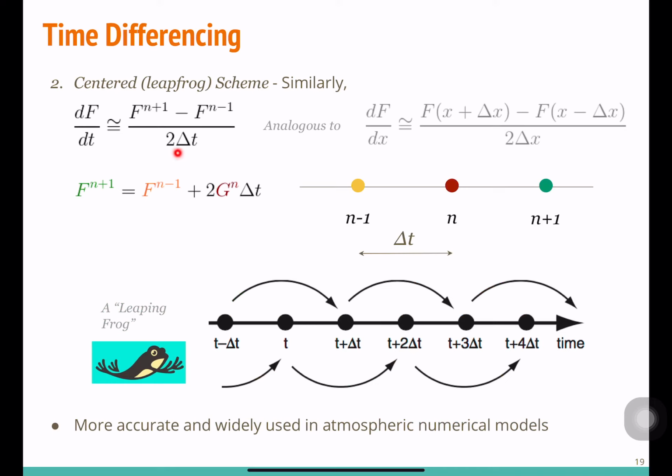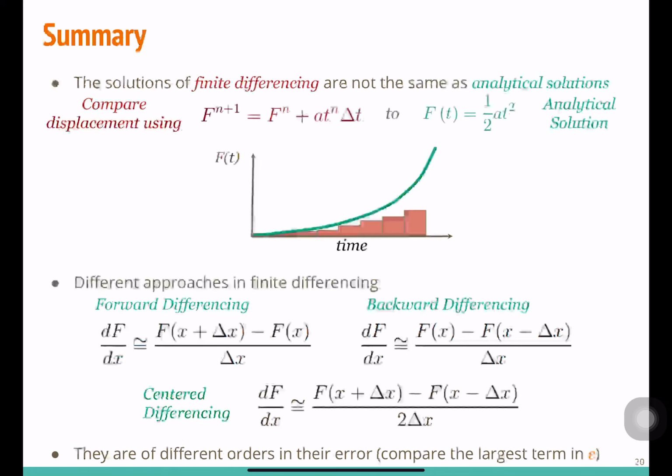We also have a center differencing scheme for the time differencing. This is called a leapfrog scheme. This is a leaping frog, so this is how a frog leaps. We're skipping time steps in here. Okay, we'll cover more about this next week. This is more widely used in atmospheric numerical modeling, the center time difference scheme.